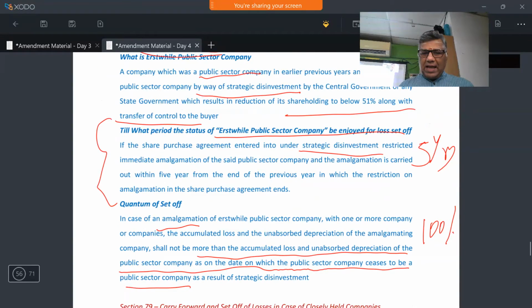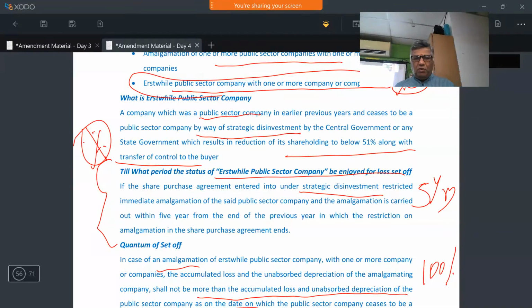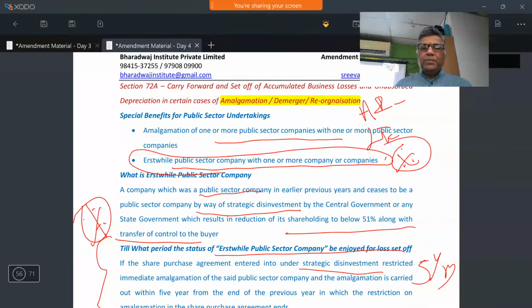This can be a theory question for you. That is strategic disinvestment that is going to happen. Can you write in the notebook and keep? In business reorganization, just write a note and keep.